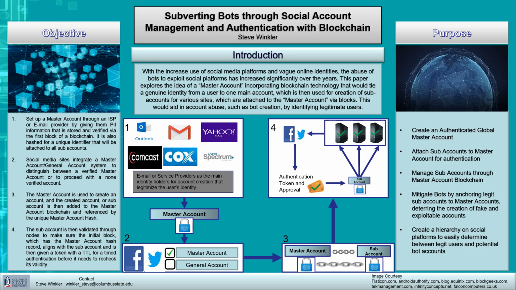So here's a quick overview of how this would theoretically play out. At 1, we can see the email providers and service providers, which would then give you a master account. That master account would then go to the social sites, which you would opt in for a master account or general account. And if you opt in for a master account, which would go to step 3 and would chain that sub-account created for that platform onto your master account, which would then go to the nodes to verify that that blockchain and that sub-account is both verified and authenticated.